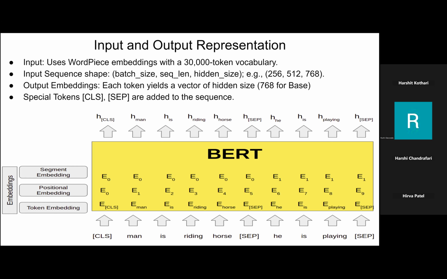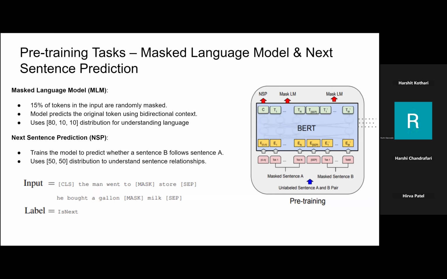Now, moving ahead, we'll talk about the pre-training tasks. There are two tasks, masked language modeling and next sentence prediction. For the BERT model, they are trained in parallel to understand the bidirectional representation of language and the sentence relations and discourse structure. For masked language modeling, 15% of the tokens are randomly selected and masked. This is a pre-training step, not fine-tuning.